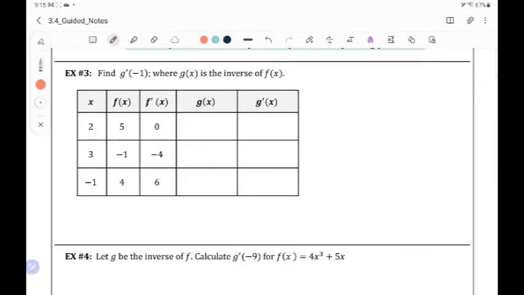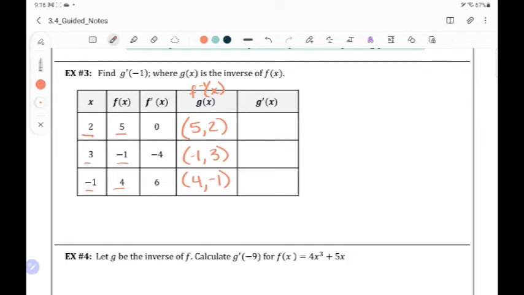Okay, looking at this one, it says find g prime of -1 where g of x is the inverse of f of x. So first we just need to fill in the table. G is the inverse, so you could make a note right here that this is f inverse of x. We're going to write the two points. They didn't give us a column for x and y. They just gave us one column, and so we're just going to write in the points for g. So looking here, if this is (2, 5), then the inverse is going to be switched, (5, 2). And then here we've got (3, -1), so it's going to be switched, (-1, 3). And then (-1, 4) is going to become (4, -1).